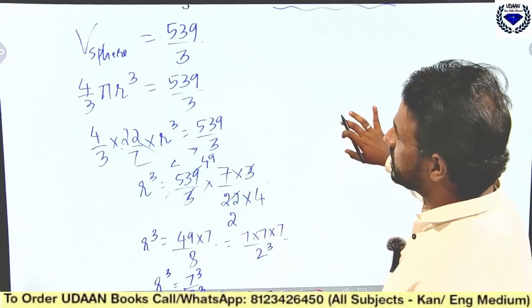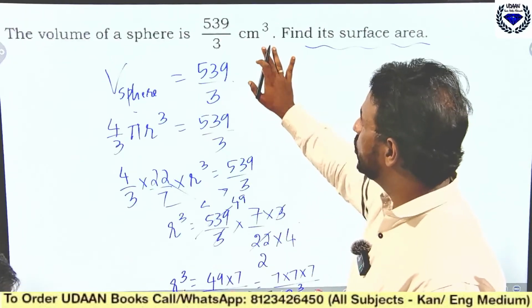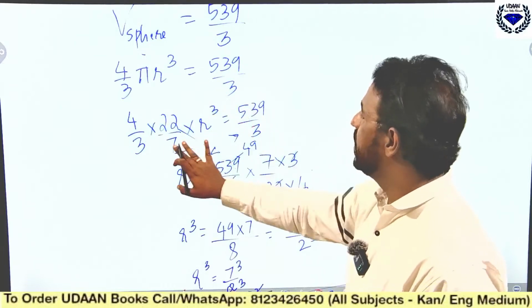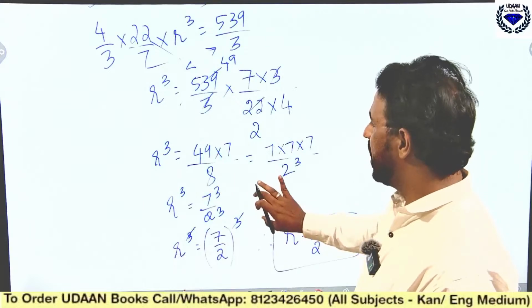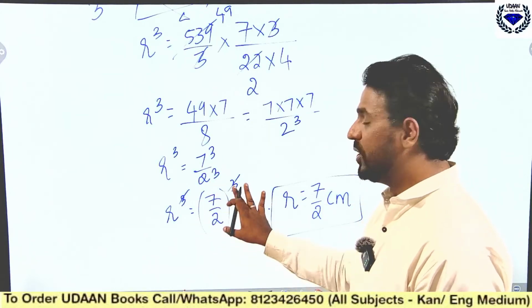I hope you got it. So I repeat. See, the volume of the sphere is 539 by 3 centimeter cube. So the volume of a sphere is 4 by 3 pi r cube. If you just cross multiply and cancel out, you will get r cube equal to 7 cube by 2 cube, 7 by 2 the whole cube.